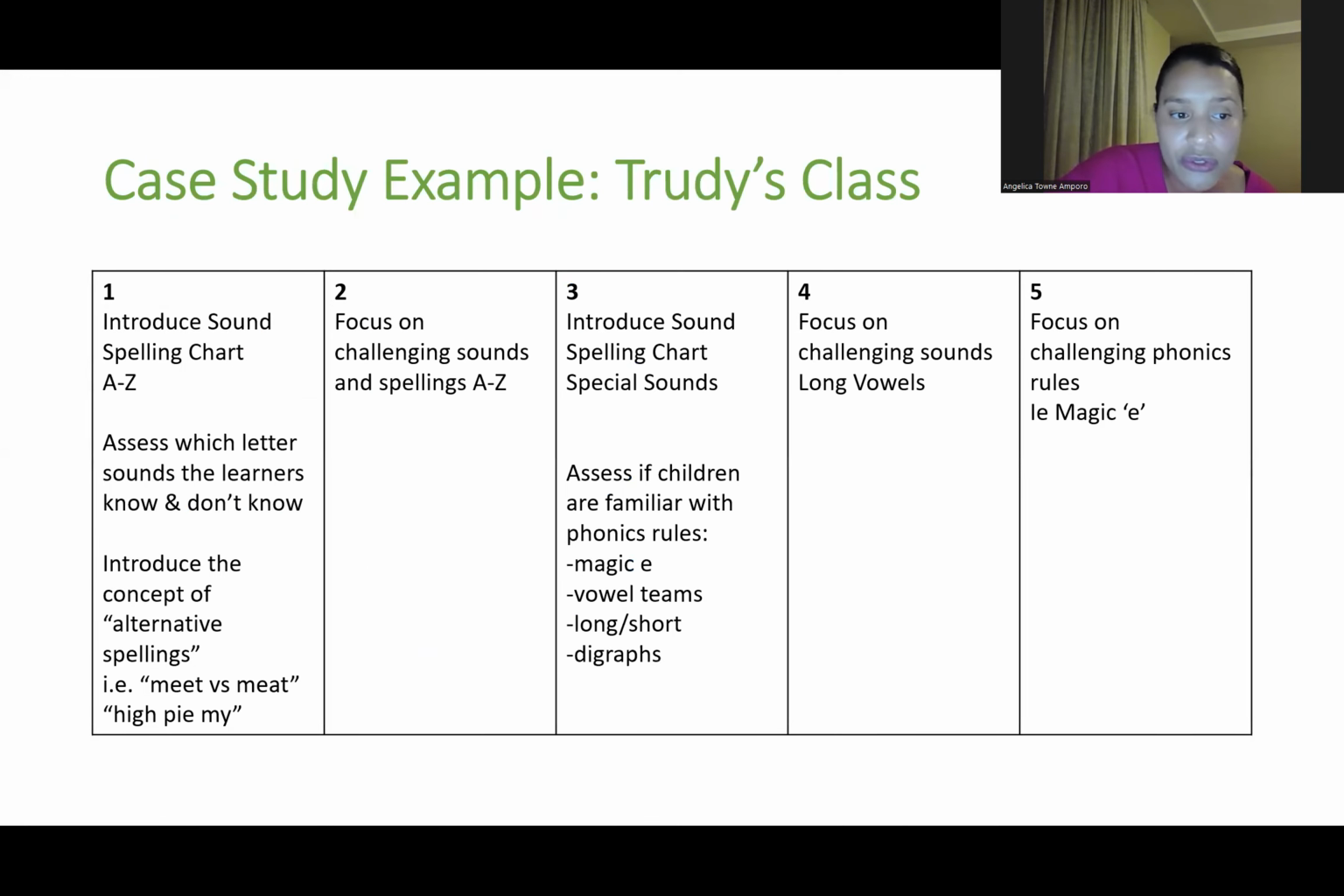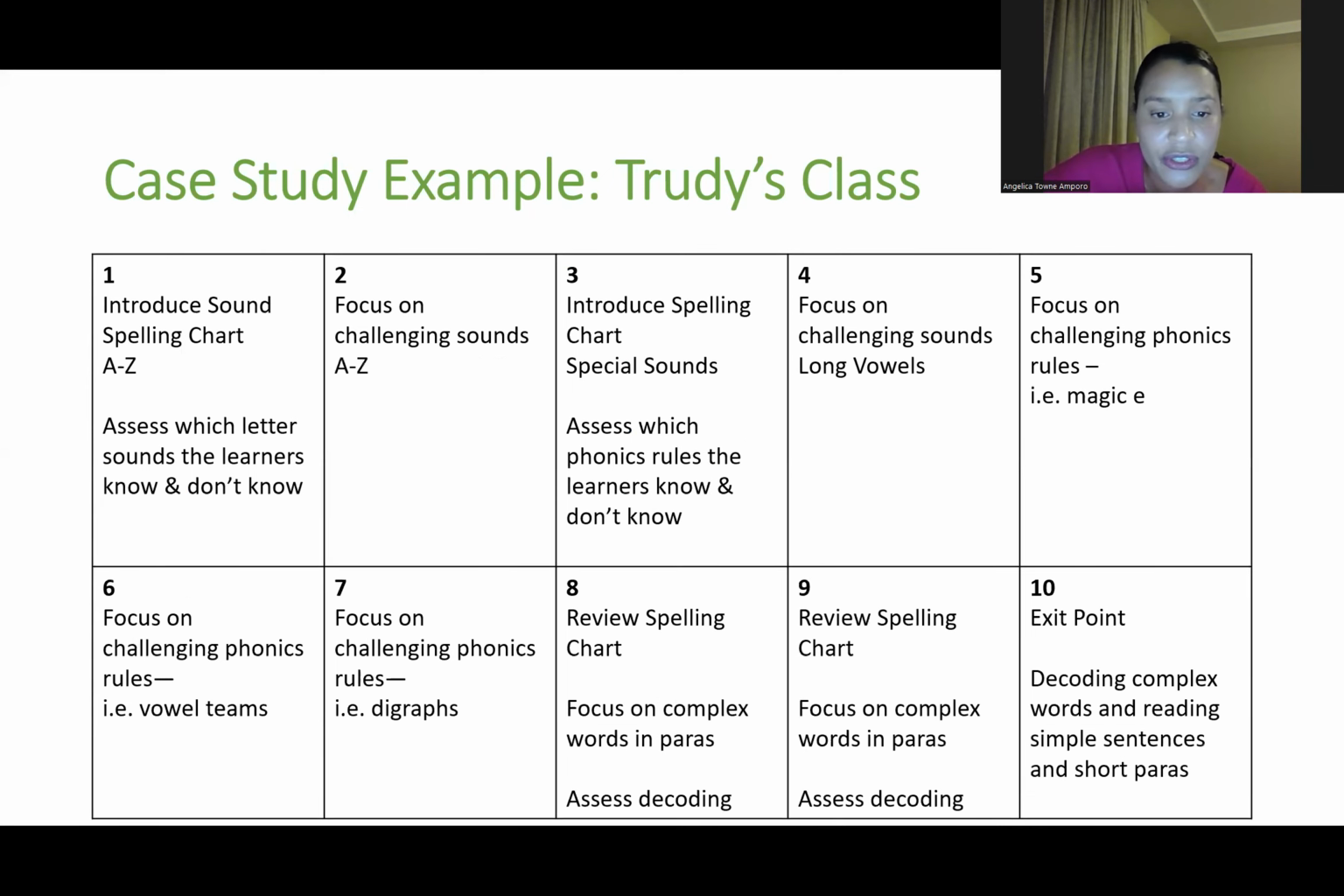So here we have, she introduces the chart. She introduces this concept of alternative spellings. The whole chart, she sees which letters they find challenging, and then she addresses those letters, then she moves on. She does the special sounds. She introduces these different phonics songs where they can learn about magic E and vowel teams and all these things. And then she teaches those things as they are needed to the learners. Then she'll review everything, make sure that they can decode and blend all those sounds together. And then finally, they exit.